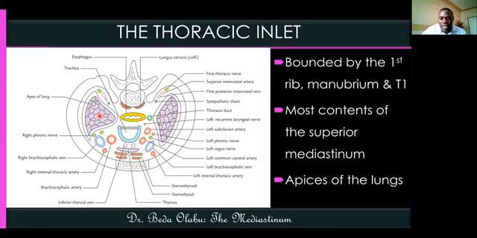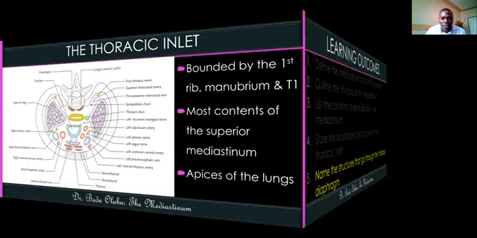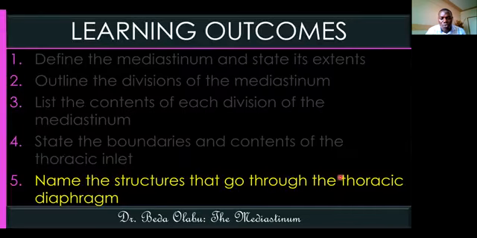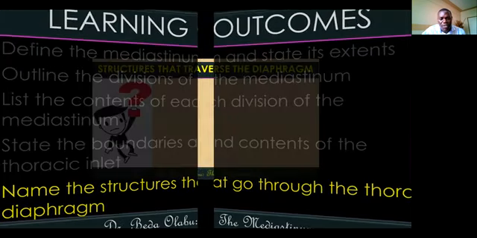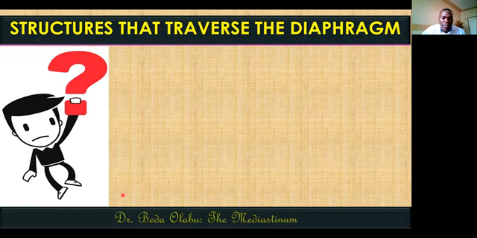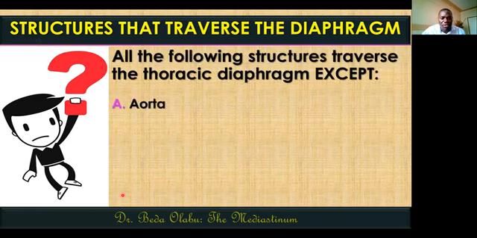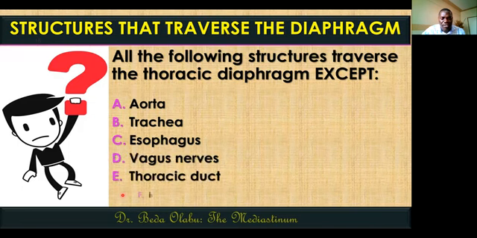So that is thoracic inlet. Now let's finish with the structures that go through the thoracic diaphragm. Something tells me we've done this before, but let me just take you through it. Good, and I'm actually taking you through it by asking you a question first. So this is good for me. Right, so there's a question projected on your screen.